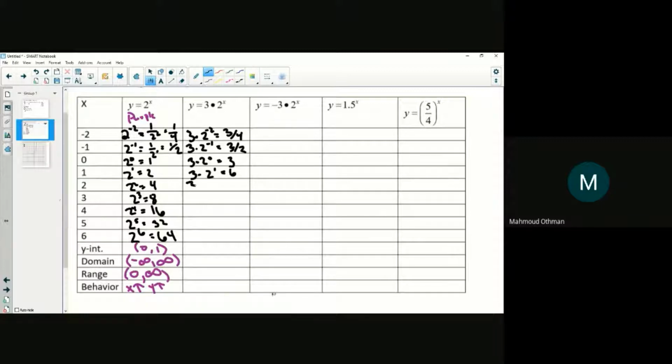3 times 2 squared is going to be 12. 3 times 2 cubed is 24. 3 times 2 to the 4th is going to be 48. 3 times 2 to the 5th is going to be 96. 3 times 2 to the 6th is going to be 192. And that's not the y-intercept, my bad. So let's graph this thing and then we'll figure out the y-intercept.